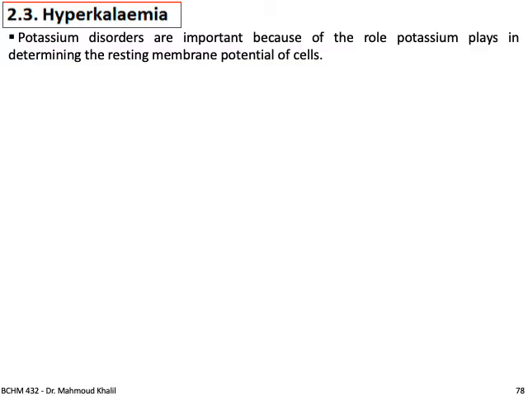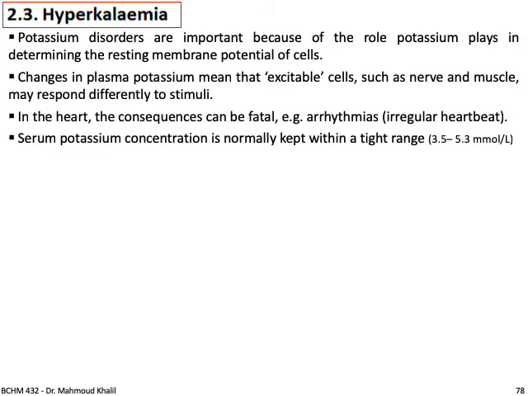We'll talk now about the third subtopic: hyperkalaemia. It is concerned with potassium disorder, because the balance of potassium is important to determine the resting membrane potential of cells. Changes in plasma potassium mean that cells such as nerve and muscle cells become excitable and may respond differently to stimuli. In the heart, the consequences are fatal and may lead to irregular heartbeat.